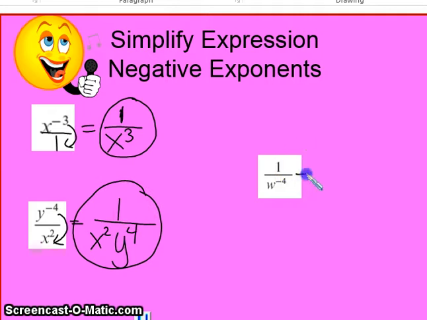And finally, we have 1 over w to the negative 4th. Now, we can't have a negative exponent. So in order to make this exponent positive, we need to move this denominator into the numerator. So now we have w, and instead of to the negative 4th, it's to the positive 4th, and then it's times 1. But since anything times 1 is itself, w to the positive 4th will work.